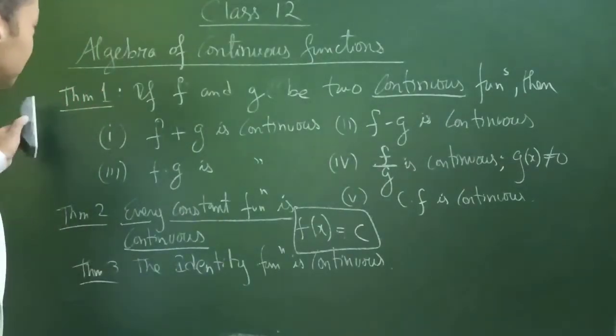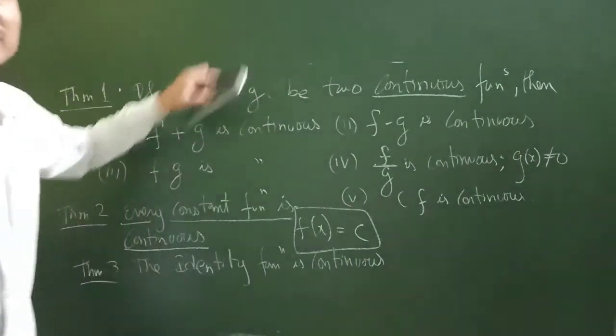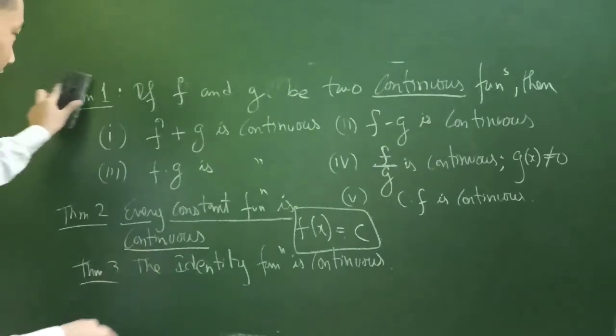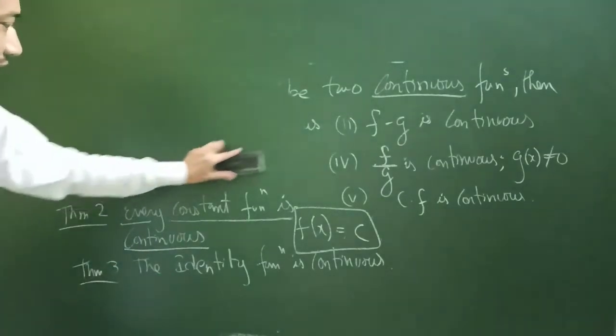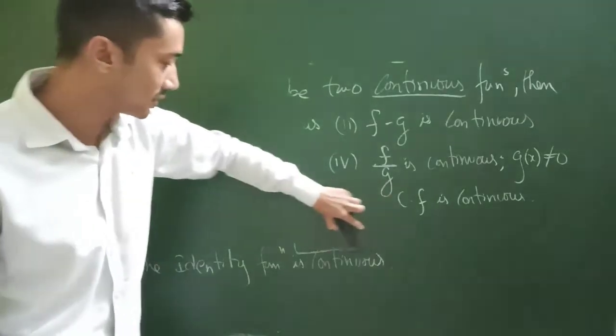Then the third theorem states, I'm going to rub this off, I hope you have written it down. You can pause the video and then write it down, no problem. Theorem third states the identity function is also continuous.